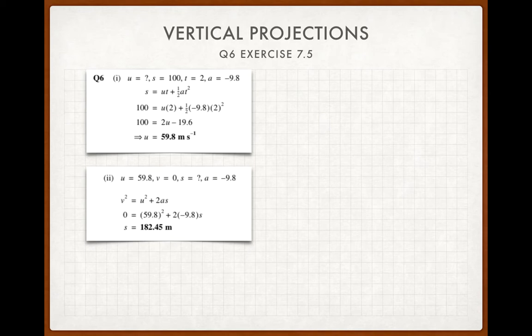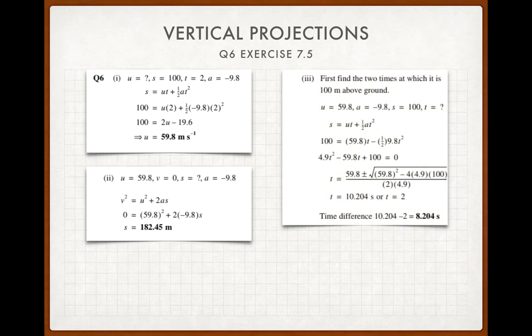So what happens is the particle is fired up from a particular height. It reaches a height of 100. It continues onwards, reaches a height of 182.45, falls back down, reaches a height of 100 again, and then hits the ground. And part 3 is looking for the time taken to go from 100 meters to the next 100 meters. So what we have is the initial velocity, the acceleration, and the displacement.